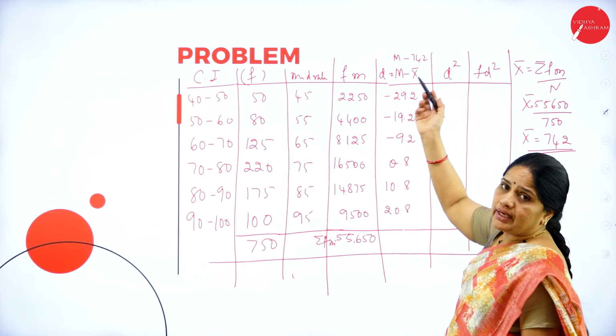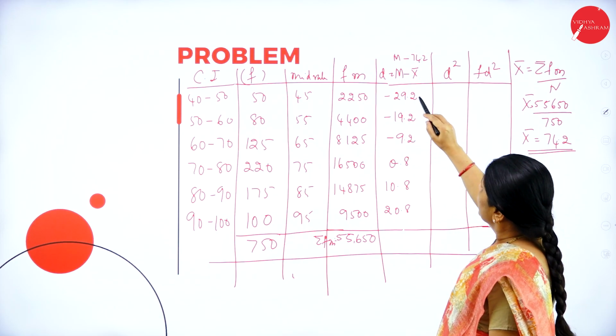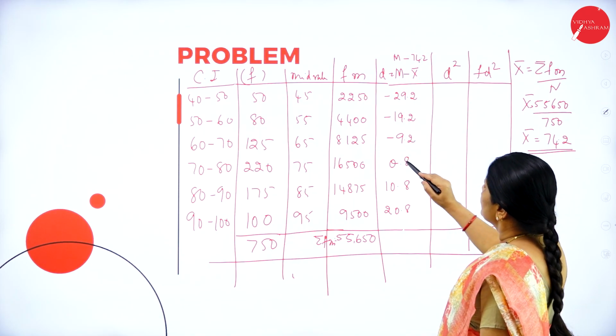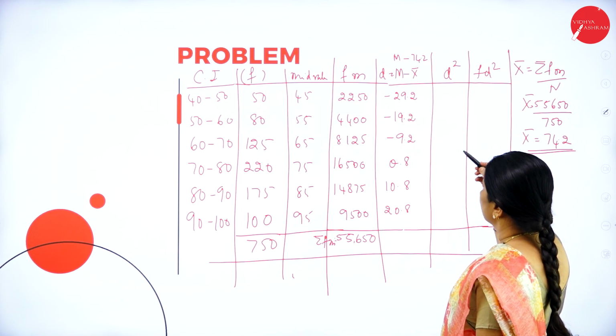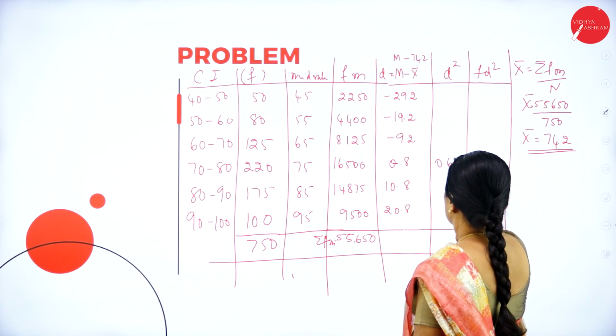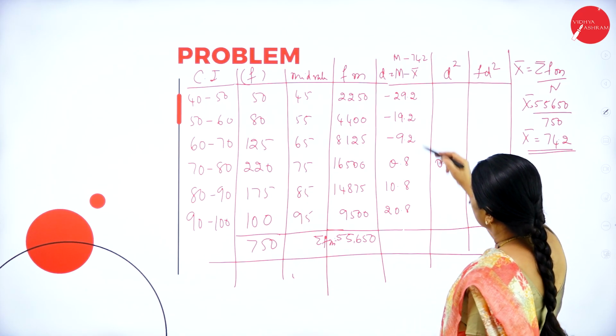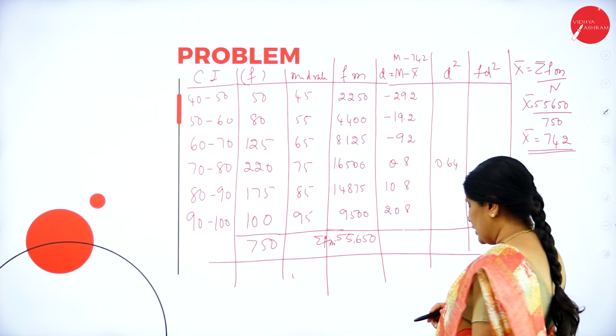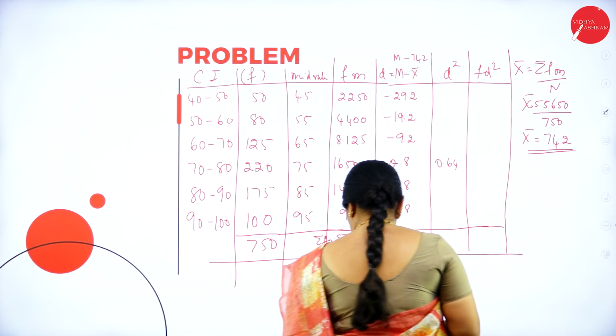Now, the D square. So D square will be 29.2 the whole square. So 0.8 the whole square. It will be 0.64. So in the same way, you multiply all these columns. So we get the answer.